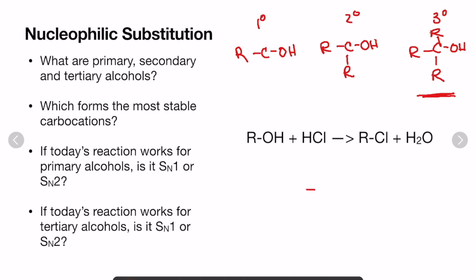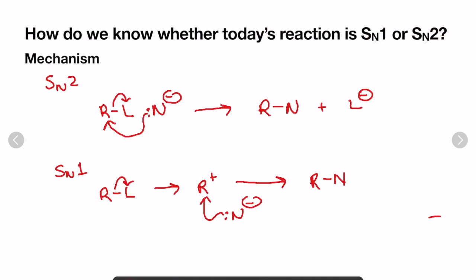Okay, let's go back to our mechanism. So for SN1, you form a carbocation, and primary alcohols do not form a stable carbocation, so that would mean that they favor SN2.